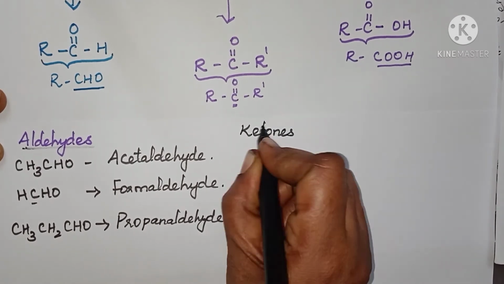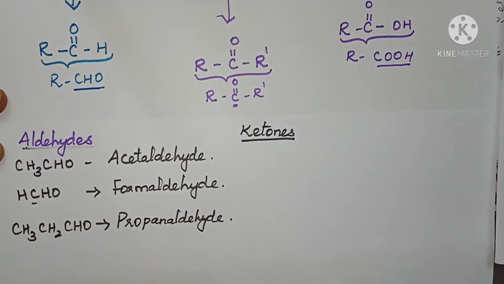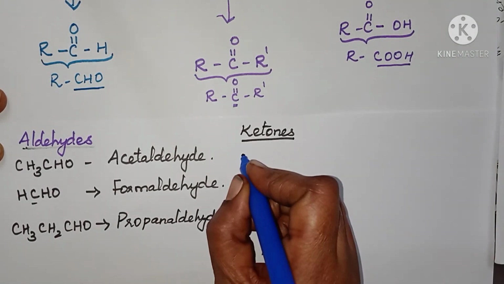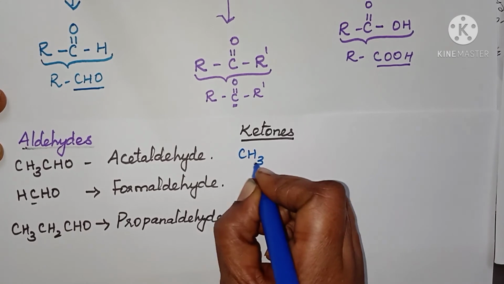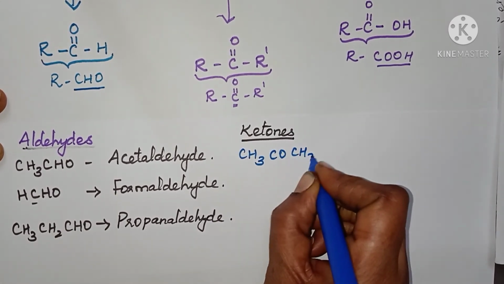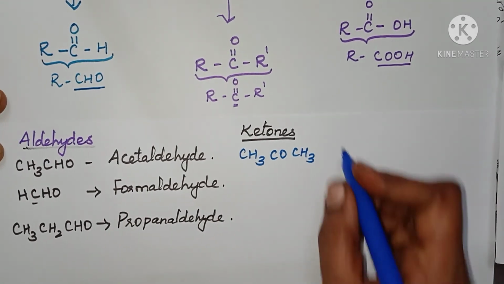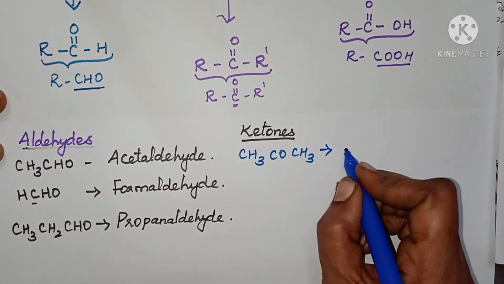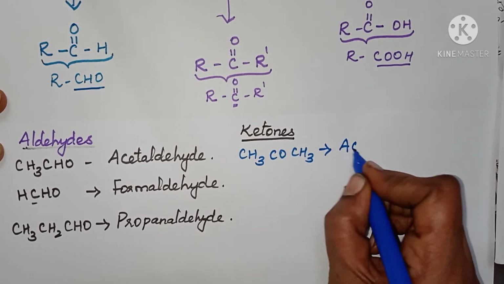Okay, now like this, for ketones also I'll give some examples. So, ketone example, what is it? CH3 CO CH3. This is an example of ketone. What is the name of it? Acetone.